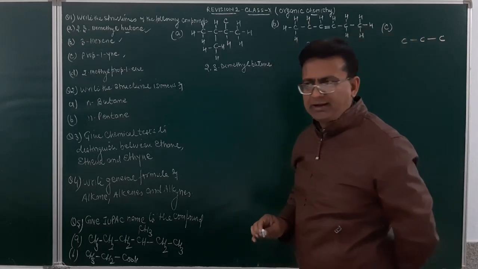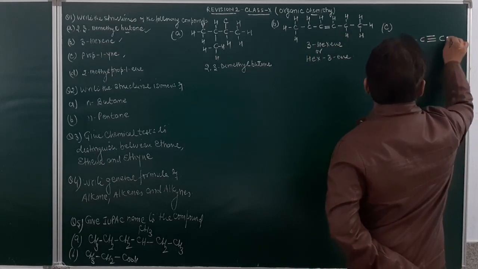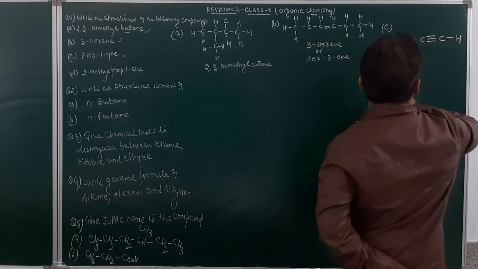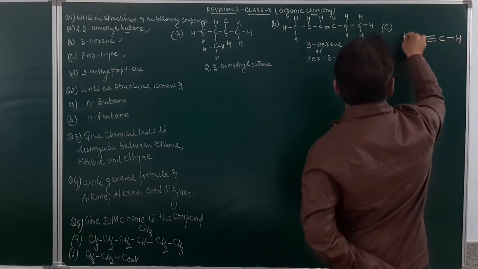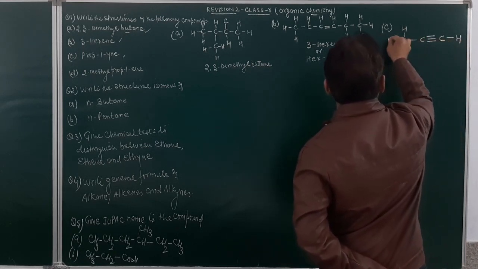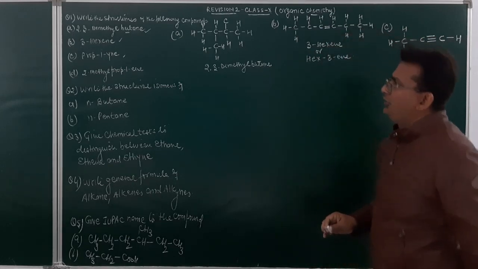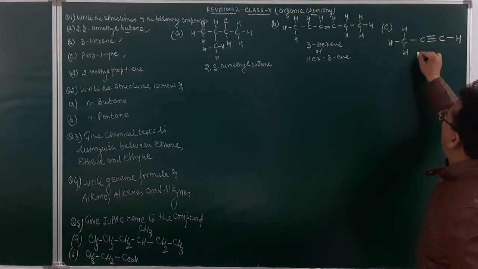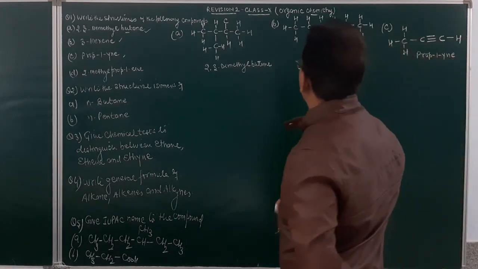At number 1 carbon atom, what is present? A triple bond. This is 1 and 2. Then this will be H, satisfying the valencies. 1, 2, 3, 4 valencies satisfied. Here 3 and 4 satisfied. Here I will be writing it as H and H. So, this is what compound? This is prop-1-yne. What name is given to this one over here? This will be given as prop-1-yne.